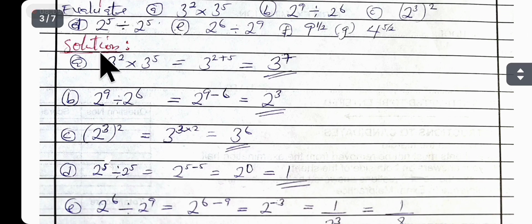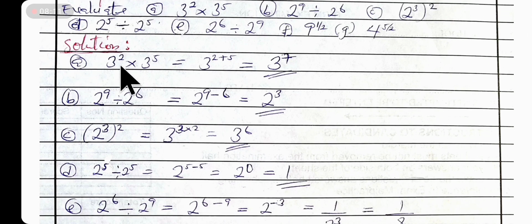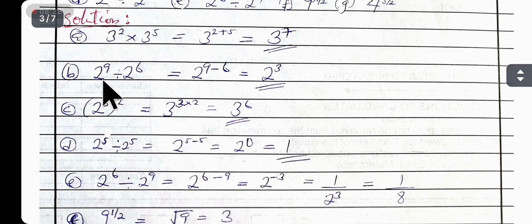5 over 2. Now solution, 3 raised to power 2 times 3 raised to power 5 is the same thing as, this is product law. Pick one of the base, since the base is the same, then add the power. 3 raised to power 2 plus 5, which is 3 raised to power 7. Then this is division law. You are dividing, so the division law will help us here. So pick one of the base and subtract the power. 2 raised to power 9 minus 6, which is 2 raised to power 3.